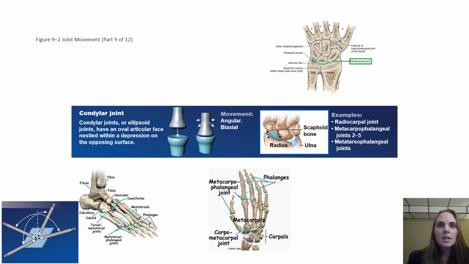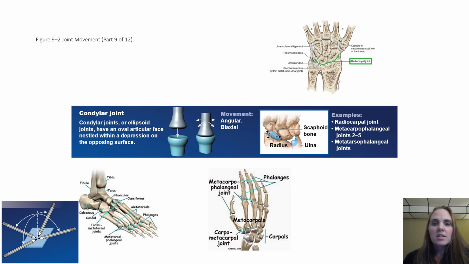Condylar joints have an oval articular face, which fits into a depression on the opposite surface. So it's like we've got this oval articulation, and then on the opposite side, there's kind of a depression that it fits into. This joint allows for angular biaxial movement, so movement in two planes.